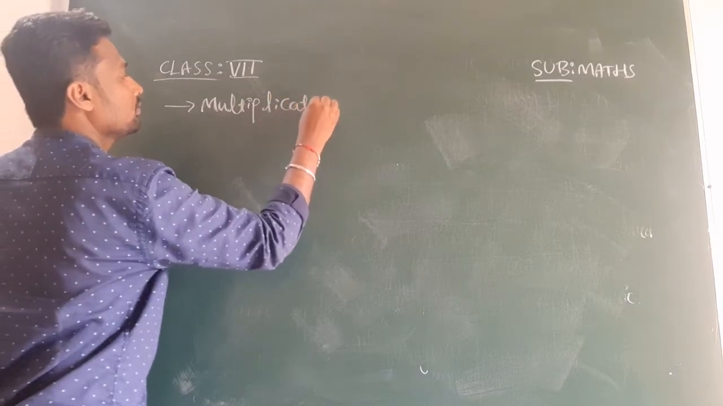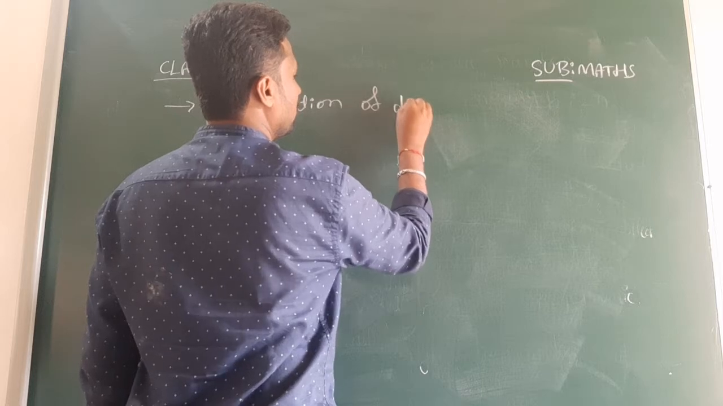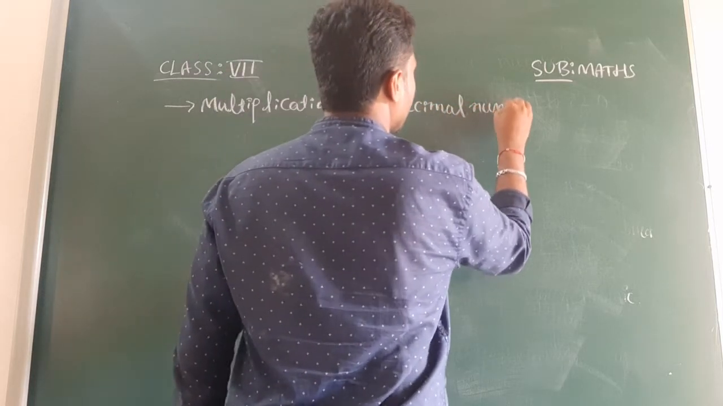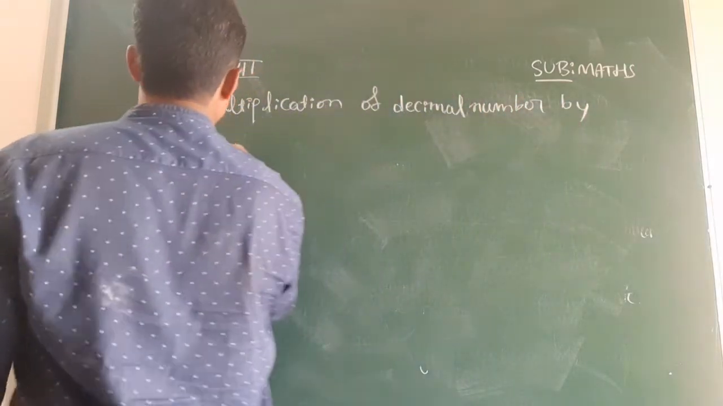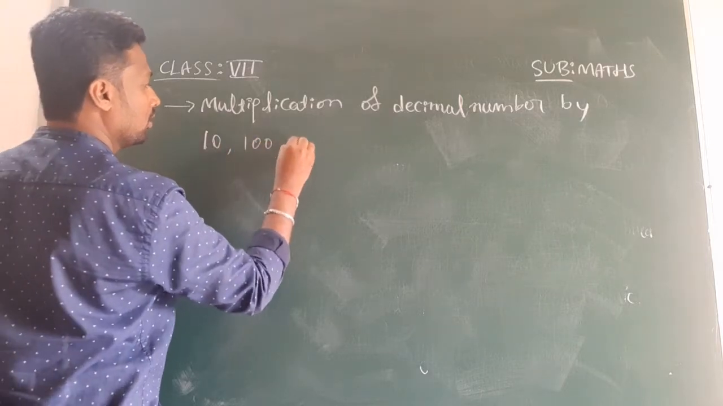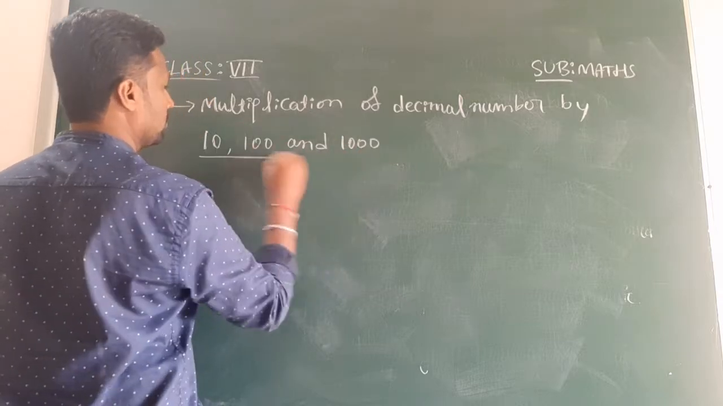Multiplication of decimal number by 10, 100 and 1000.